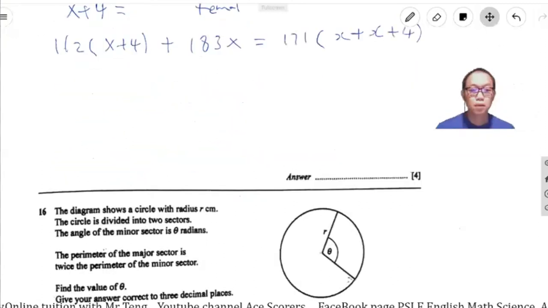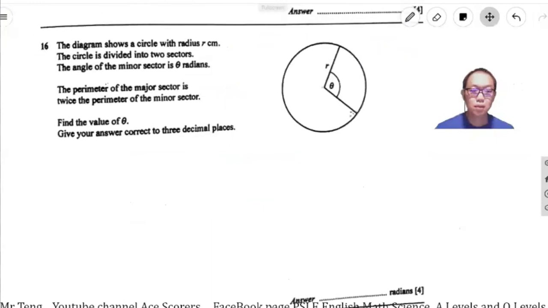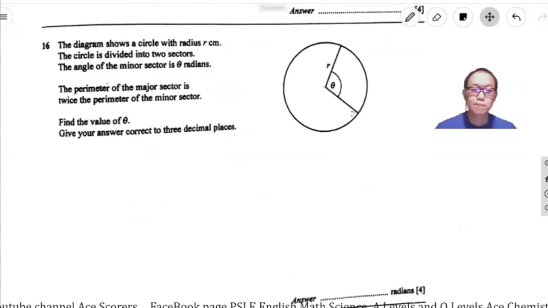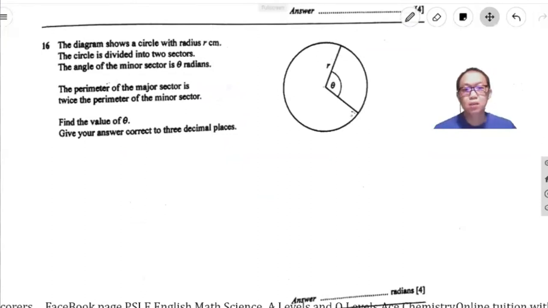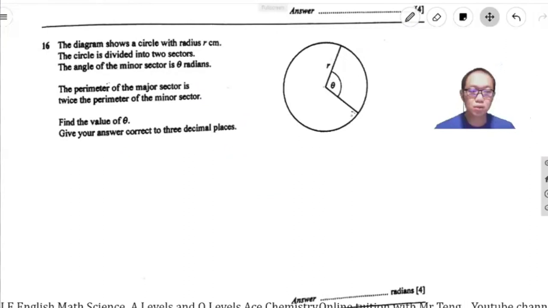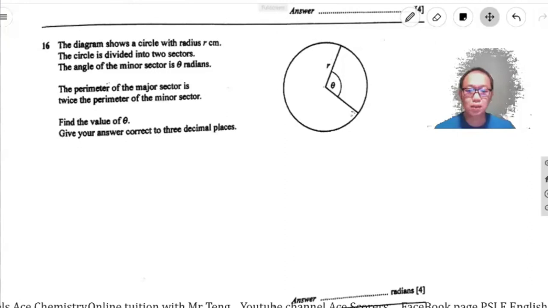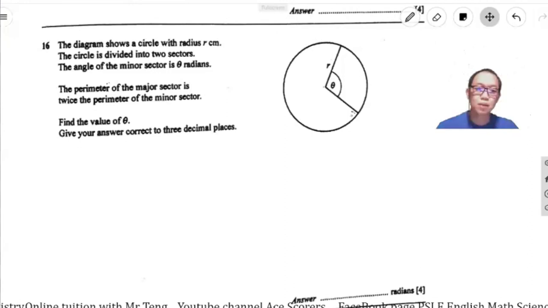It's question 16. Wow, here's another one. Another 4 marks question. Find the value of theta. Okay, it's another algebra, right? Do you know the formula to find the minor sector arc length? Formula for arc length. Arc length equals R times theta, right?